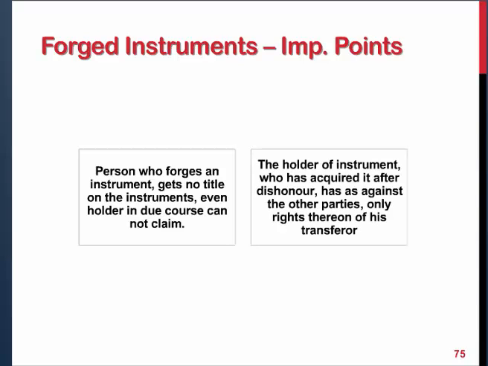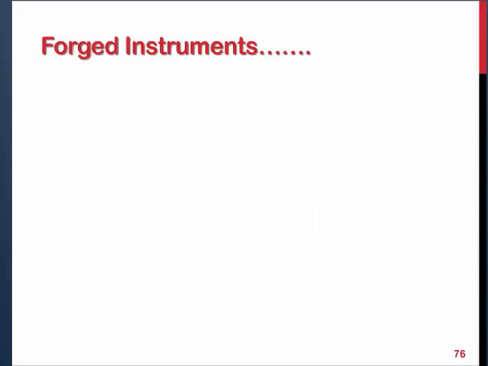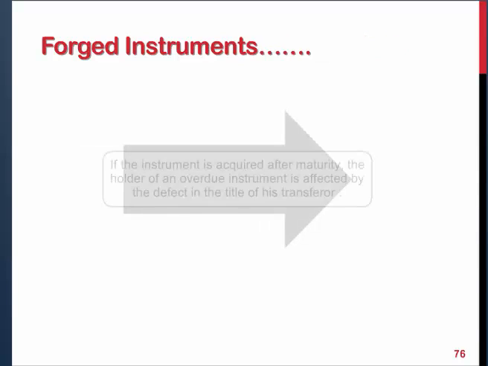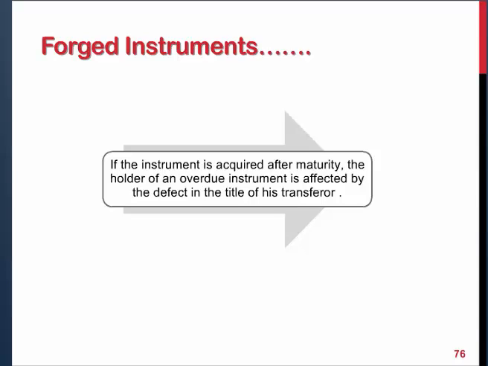Second point, the holder of an instrument who has acquired it after dishonour has, as against the other parties, only the rights thereon of his transferor. If the instrument is acquired after maturity, the holder of an overdue instrument is affected by the defect in the title of his transferor.